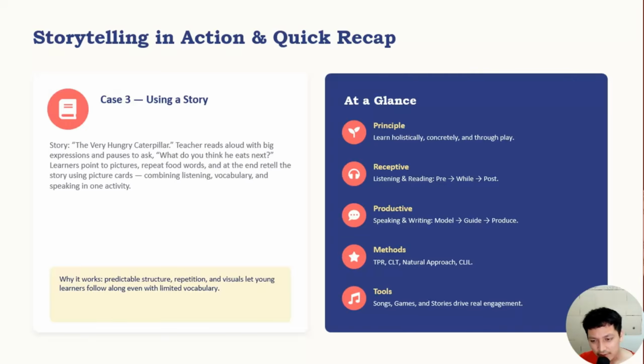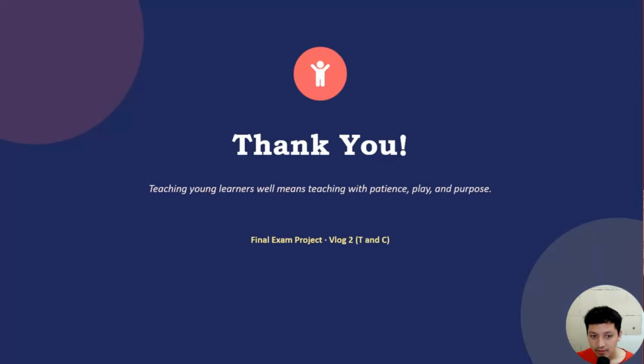So to recap everything quickly, we learn holistically, concretely, and through play. Receptive skills follow pre, while, and post stages, and productive skills follow model, guide, produce. We have methods like TPR, CLT, natural approach, and CLIL, and songs, games, and stories are what really drive engagement in the classroom. Okay, so this is the closing. Thank you very much. So that's my explanation about teaching English to young learners, or TYL.